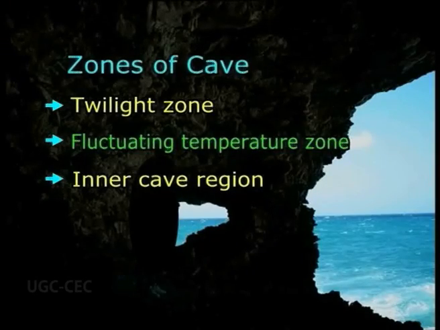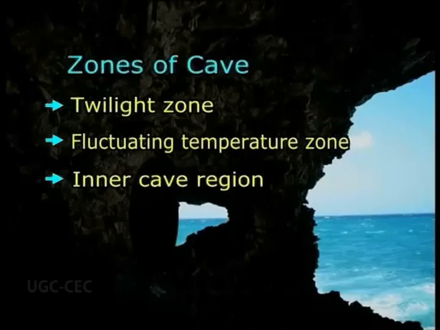Fluctuating temperature zone. Seasonal or diurnal variation of temperature is felt in this zone. Inner cave region. In this zone, light is absent and the temperature remains more or less constant. The structural modifications of the cave dwellers are mainly due to lack of light, scarcity of food, and changeless physical conditions. The adaptations in permanent cave animals are quite striking.